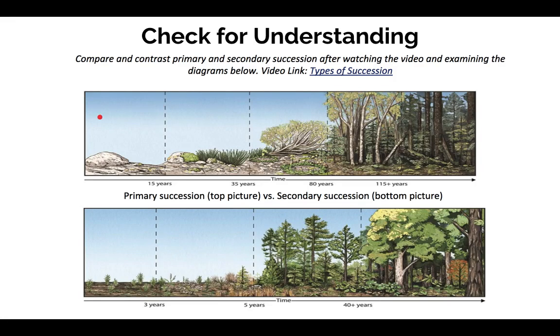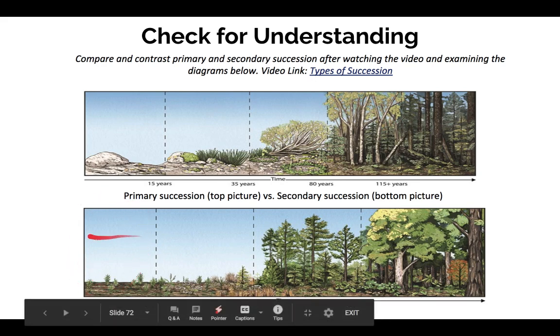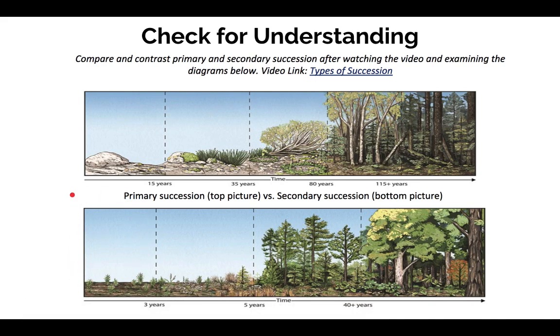For this check for understanding, you're going to look at the primary succession here, top photo, and secondary succession here, bottom photo, and you're going to compare and contrast these two photos. Another thing you can do, if you're still not really understanding succession, is go into Blend and watch this quick 2-minute video on types and then come back and compare and contrast. Pause here and we will review it in just a moment.